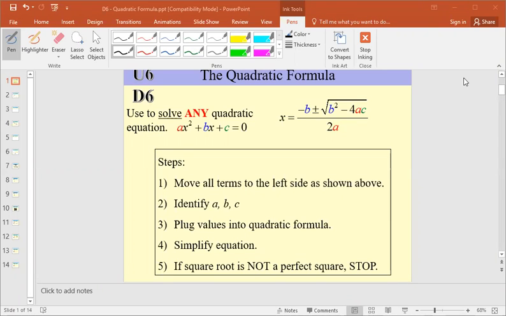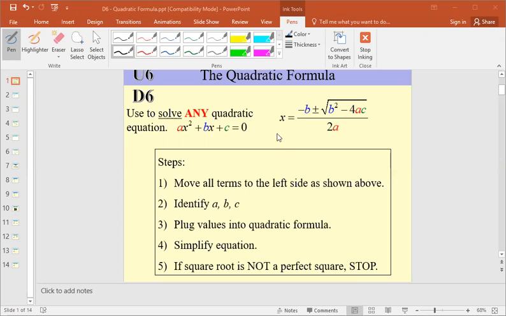Hi everyone, today we are going to solve quadratics using the quadratic formula. What is nice about this formula is it will solve any quadratic that you have, regardless of its form, whether it's a difference of squares, a coefficient of 1, or a coefficient greater than 1. Not every quadratic has been factorable before, but now we can actually solve them using this formula.